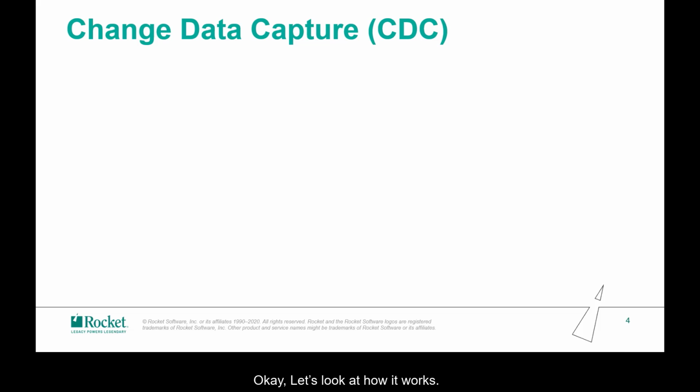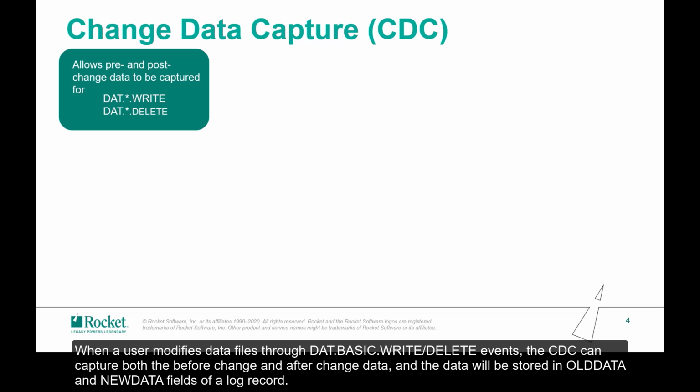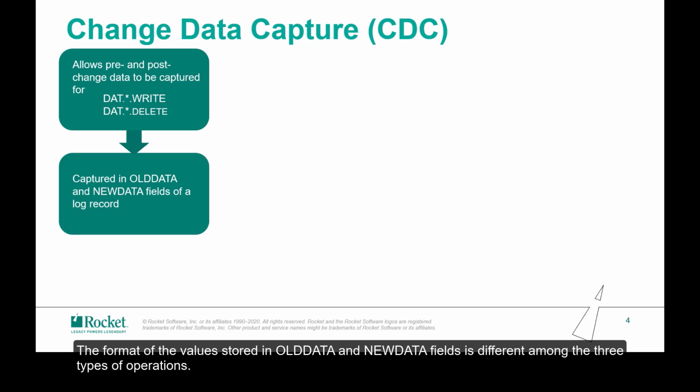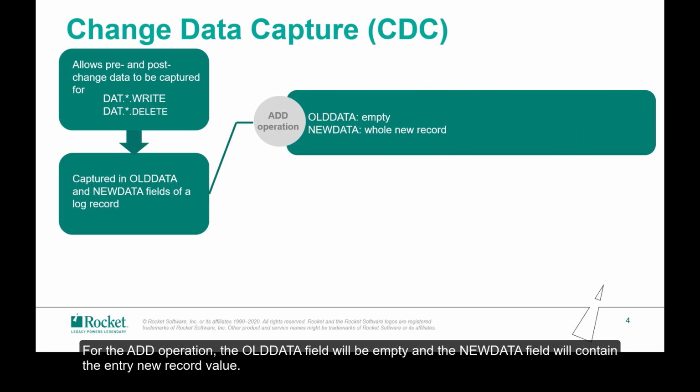Okay, let's look at how it works. When a user modifies data files through database write and delete events, the CDC can capture both the before change and after change data, and the data will be stored in old data and new data fields of a log record. The format of the values stored in old data and new data fields is different among the three types of operations. For the add operation, the old data field will be empty, and the new data field will contain the entire new record value.